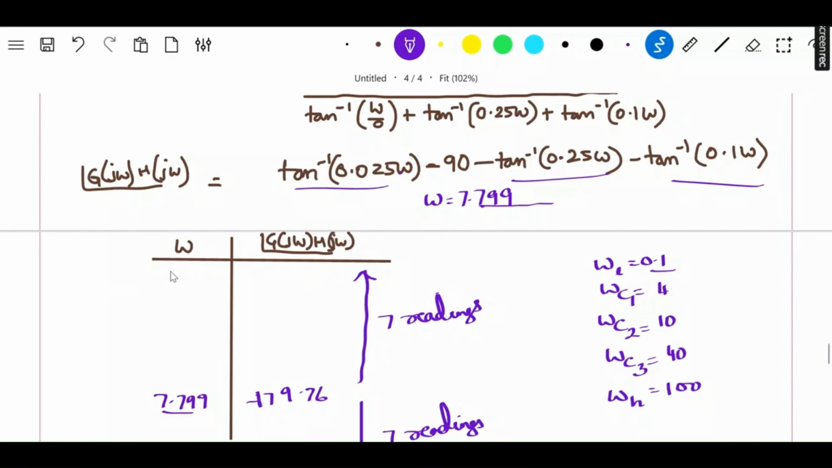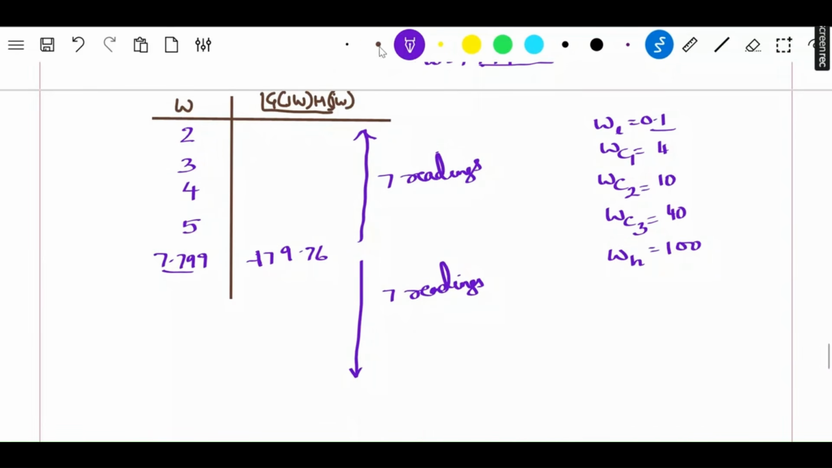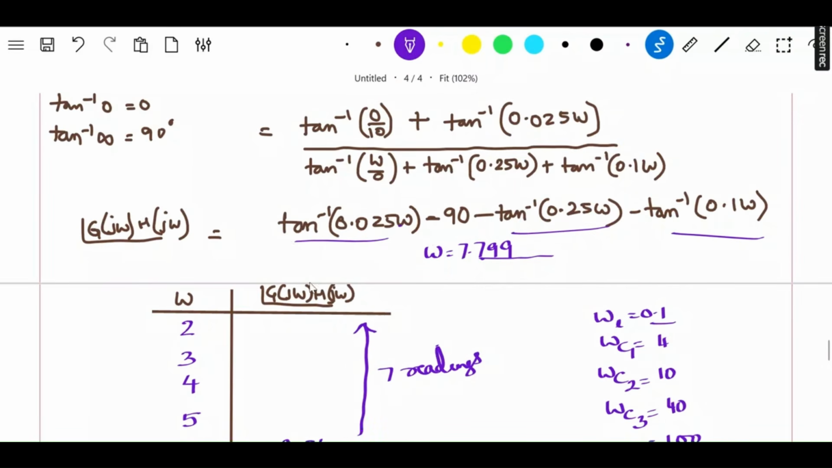Now we will construct the table for omega equals 2, 3, 4, then 5, and then 7, and then we will continue the table after 7.799. After 7.799 we will go with 10, then 20, then 40, then 50, then 80, and finally 100. So we will go up to these values. Let us calculate the angle value by substituting these values of omega in this particular formula.